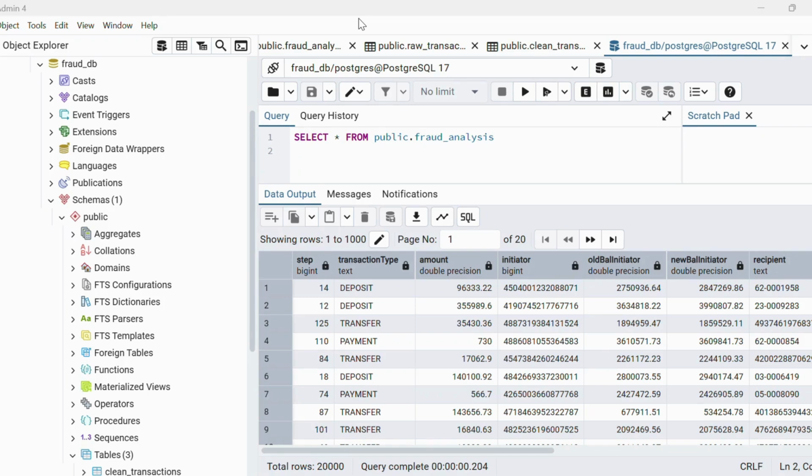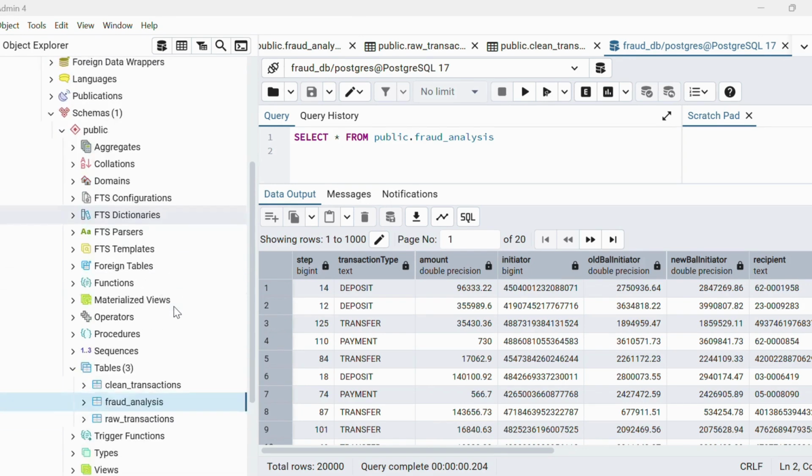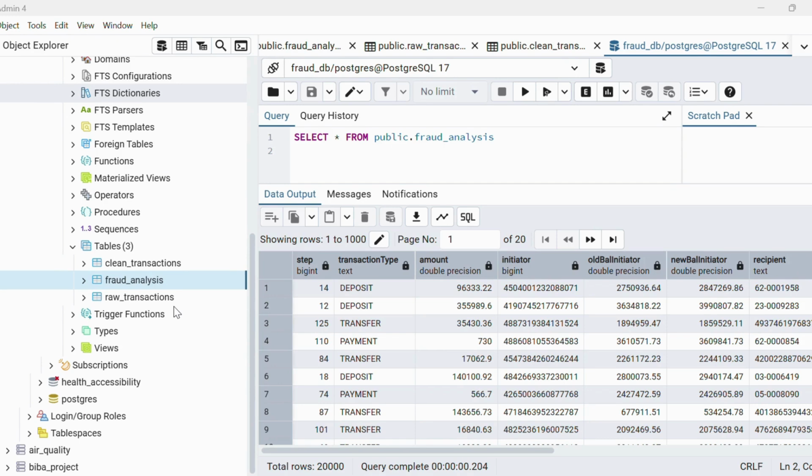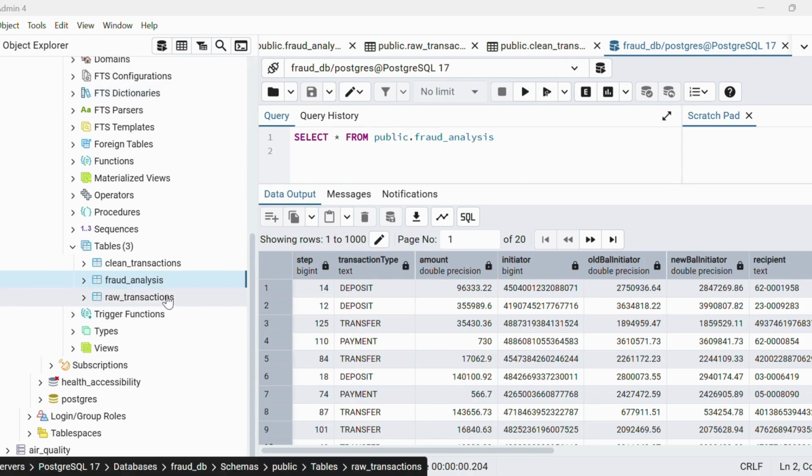Here, Postgres SQL is used as the database to store and manage all transaction data. It acts as a central repository that connects Python, Salesforce, and Power BI. Here we have three main tables: raw transactions, clean transactions, and fraud analysis. Raw transactions stores the original data sets; clean transactions contains the cleaned and processed data.